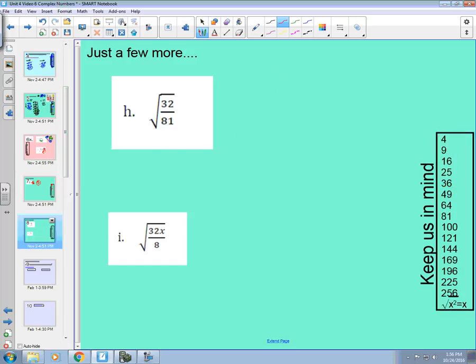Okay, let's look at H. Again, do the same: look first, is there any number that would go into both of those? I don't think there is. There's no number that goes into both 32 and 81. So write it as square root of 32 over square root of 81. Now, let's start with the bottom because that's a little easier. 81's on our list. That is a perfect square. That's going to be 9. 9 times 9 is 81.